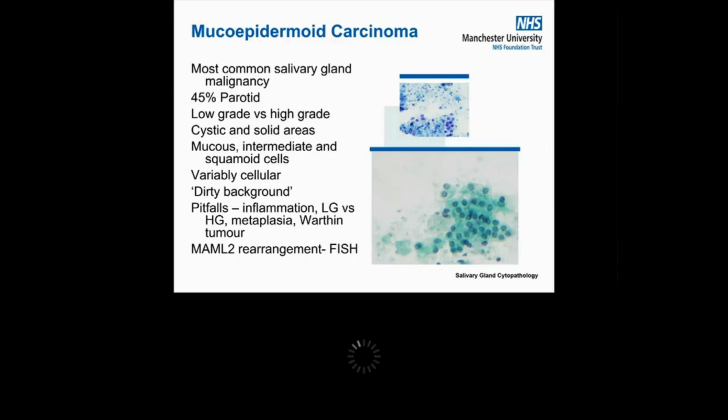The samples are often variably cellular and sometimes can be acellular, hence the use of the atypical of undetermined significance category for those samples. There generally is background mucin, which appears dirty with necrotic or granular debris, with groups of the epithelial cells dispersed throughout. The tumours typically show MAML2 rearrangement, which can be identified on FISH, which can be helpful if it's available.